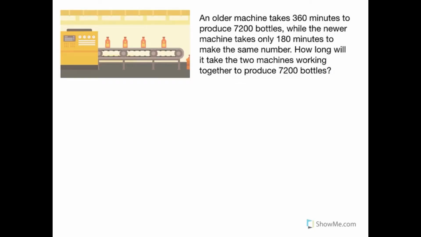An older machine takes 360 minutes to produce 7,200 bottles, but the newer machine takes only 180 minutes to make the same number. How long will it take the two machines working together to produce 7,200 bottles? Well, I don't really need the number 7,200. It's one job, so we're going to write one job equals 7,200 bottles, and that's all we need that number for.